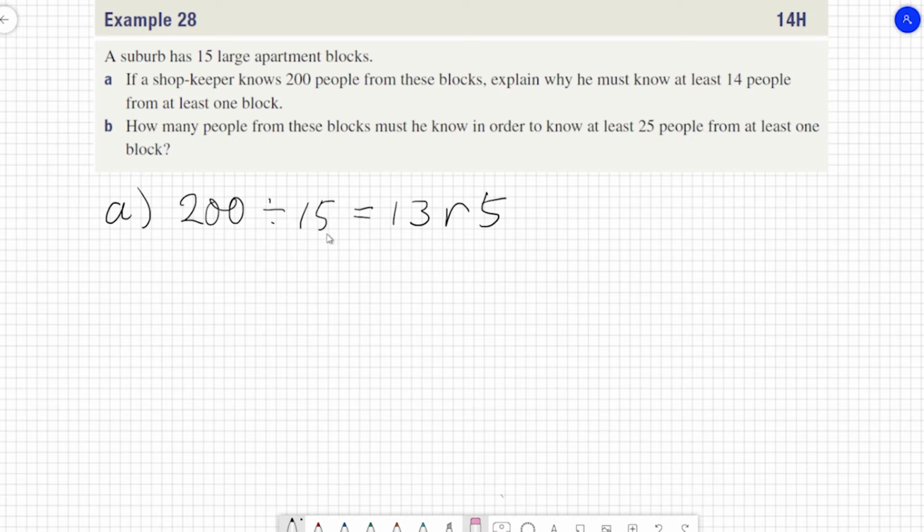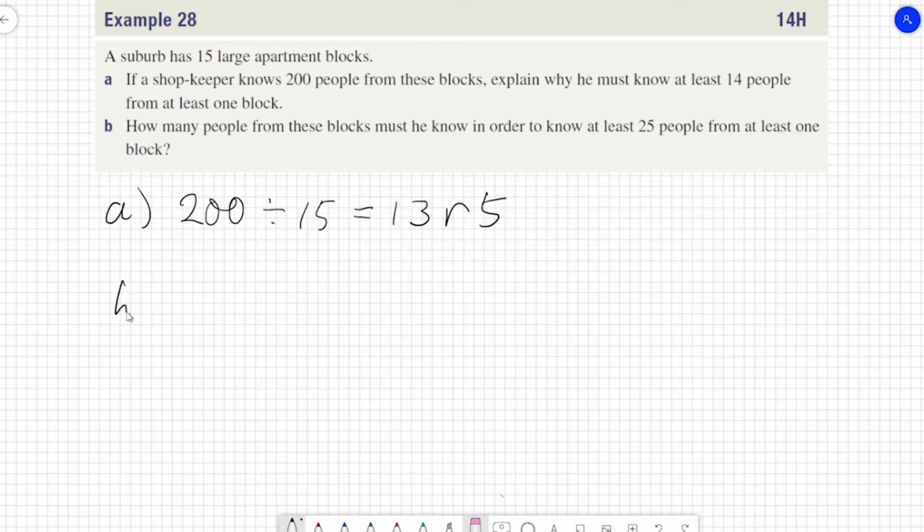Even if all these 200 people are evenly distributed amongst 15 blocks, that guarantees 13 people in each block plus 5 more. So that means he will know at least 13 people from each one of the 15 blocks, and then there are an extra 5 people that can bring the numbers in some of these blocks to 14 or above. Yeah? So that's how you do it.